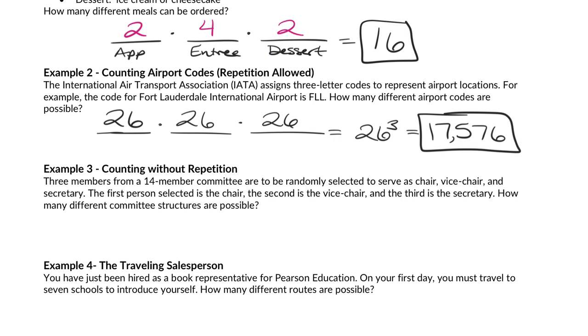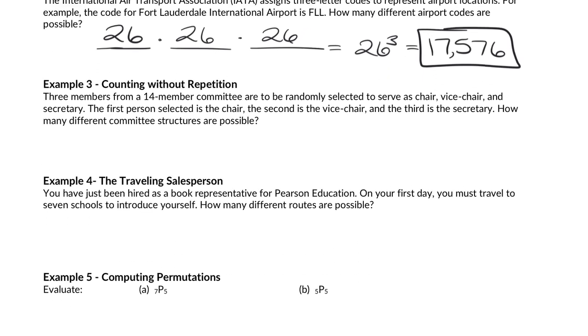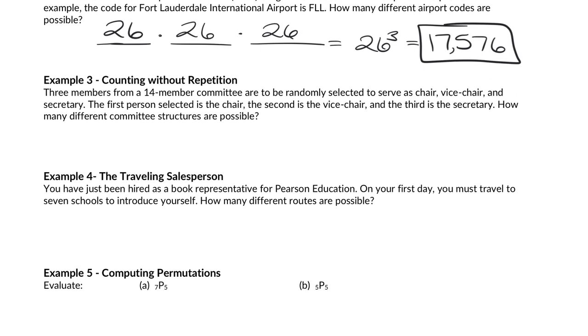But let's say we cannot use repetition. So if perhaps we were doing airport codes, but you couldn't repeat a letter, the problem changes a little bit. It says in example 3, 3 members from a 14-member committee are to be randomly selected to serve as chair, vice chair, and secretary. The first person selected is the chair, the second one is the vice chair, and the third is the secretary. How many different committee structures are possible? Okay, so we have to choose 3 people. 1, 2, 3. We have the chair, we have the vice chair, and we have the secretary.